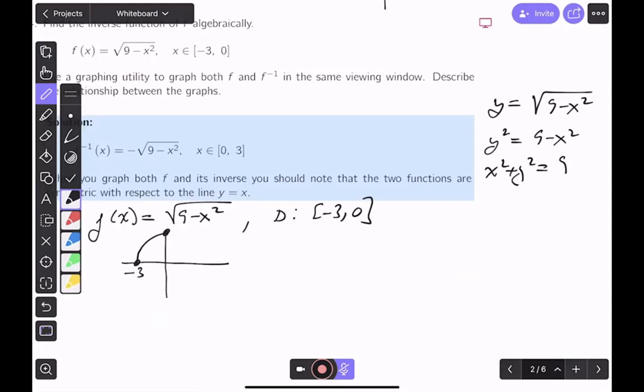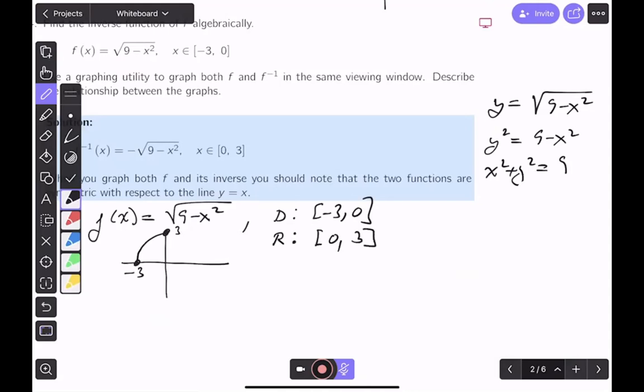And this is -3 on the x-axis, and that's 3 on the y-axis over there. So what do I know about this thing? It definitely passes the horizontal line test. I'm going to write the range down for you, though. And what's the range going to be? 0 to 3.